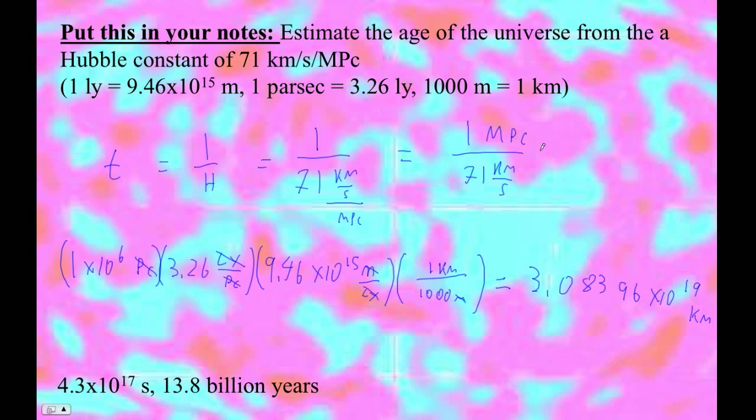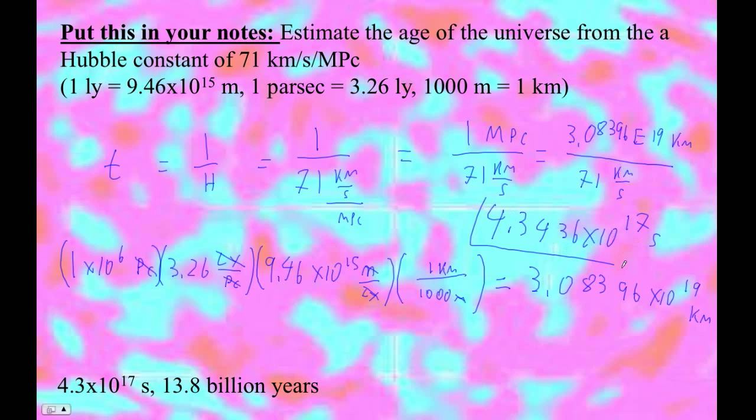Okay, so now let's divide this out. That's going to be 3.08396e19 kilometers, divided by 71 kilometers per second. So divided by 71, and I get 4.3436 times 10 to the 17th seconds. So that's the age of the universe in seconds.